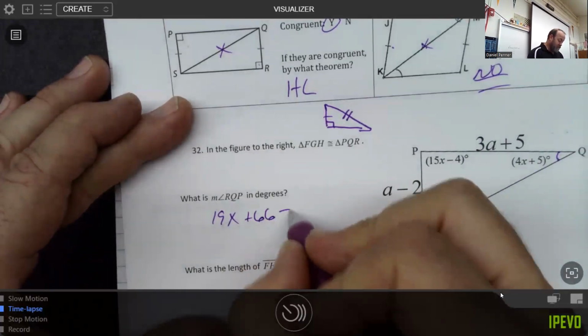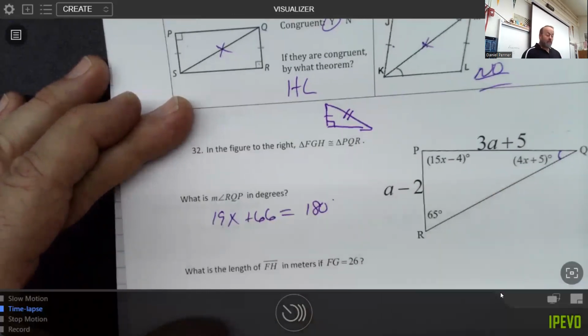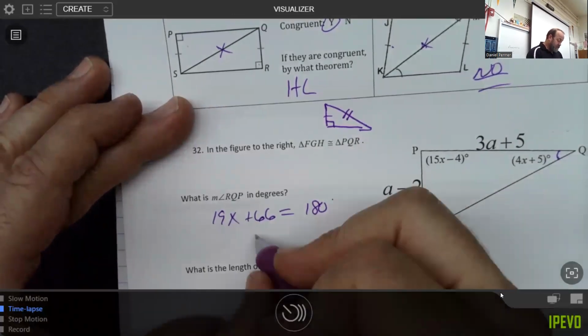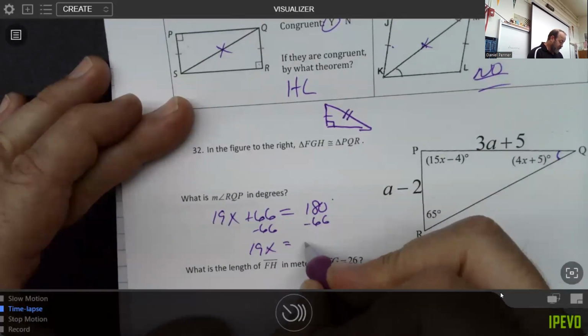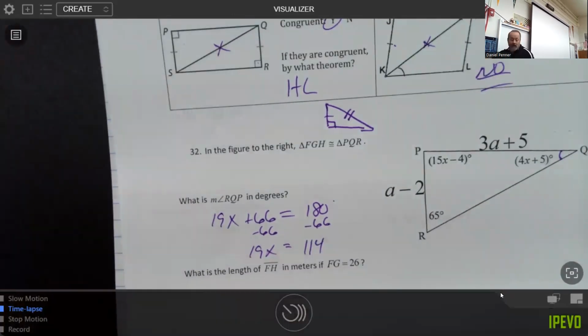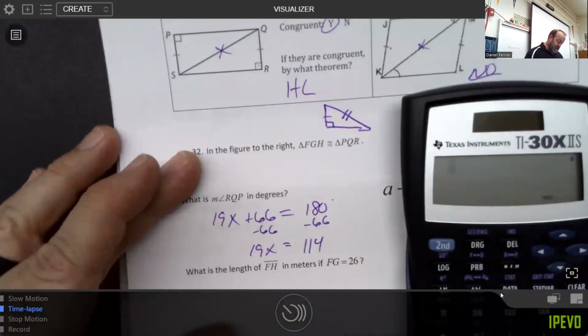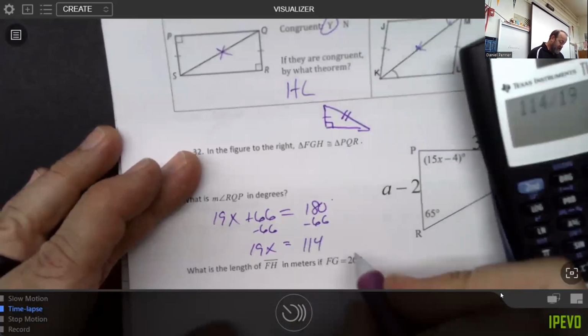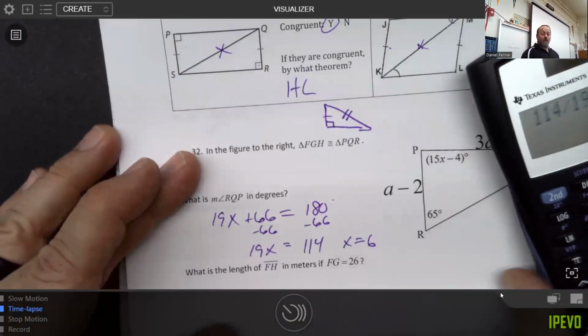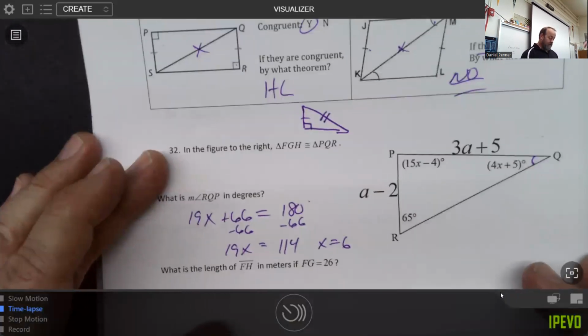And somehow those also add up to 180. So again, if we were to subtract 66 from both sides, I get 19x equals, I believe it's 114. And I think our answer is going to be 6 if I'm remembering right. But 114 divided by 19, I got x equals 6. But keep in mind, I actually didn't want to know what x is. I wanted to know the measure of that angle.